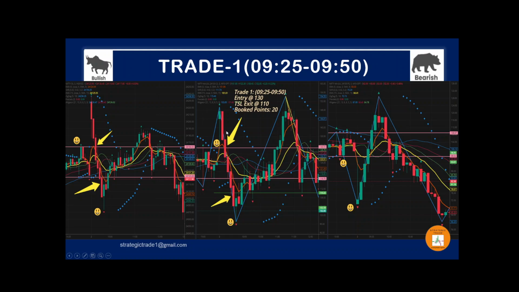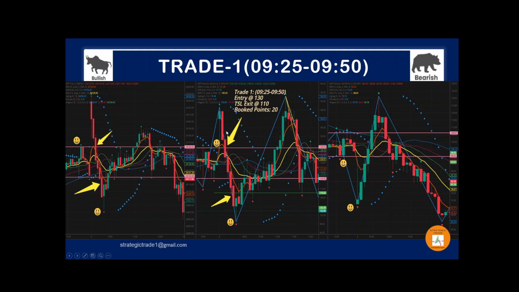And again, if you see here, the fractal has made a bottom. Bottom fractal has already been made. So whenever you see the fractal, then immediately we'll have to exit with the previous candle high, or we can exit with the fractal candle top also.